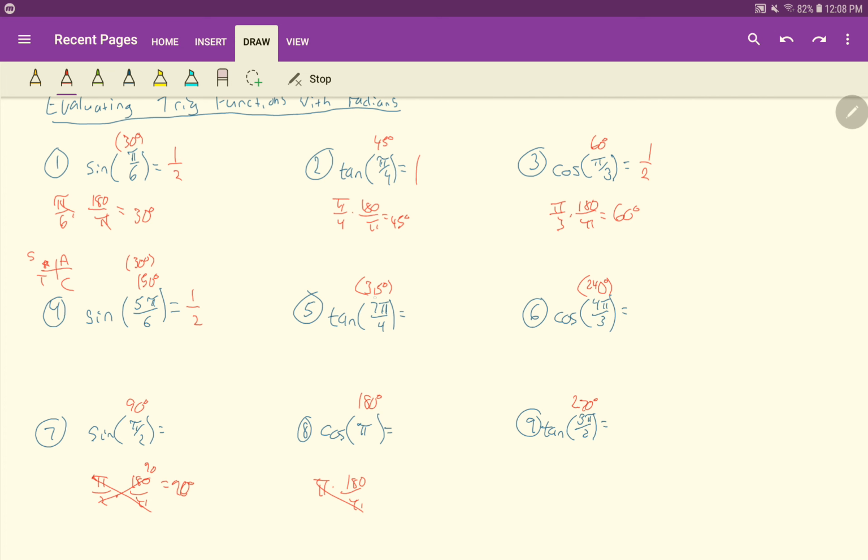Tangent of 7 pi over 4, which is 315. Again, the reference angle is 45, so you'll end up with a 1. But since we're at 7 pi over 4, that's in quadrant 4, so that's going to be a -1. Okay, and so on and so forth, right?